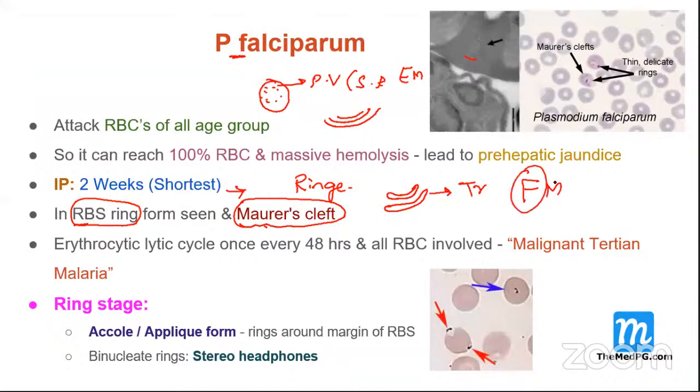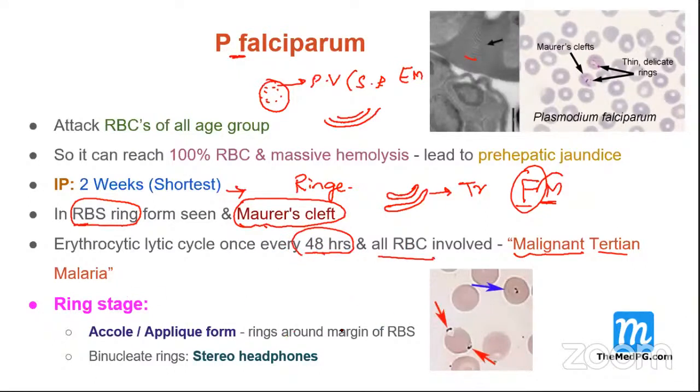So remember this one, FM. Falciparum, like radio FM, or forensic medicine, also FM. In falciparum, what can you see? Maurer's clefts, right? And what type of malaria is it named here? It is called malignant. Malignant means very severe and very fatal, and it is tertian malaria, that is, the fever occurs every 48 hours, and here all the RBCs are involved.